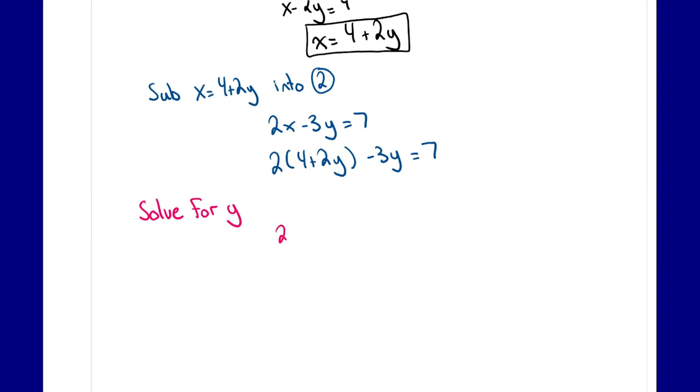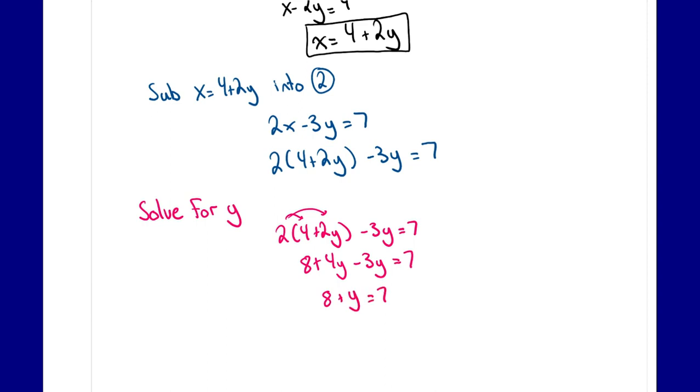So I'm going to just start. 2 times 4 plus 2y minus 3y equals 7. 2 multiplies through, so I get 8 plus 4y minus 3y equals 7. I can collect like terms. 8, and then 4y minus 3y is just plus y, equals 7. Move the 8 to the other side. It becomes minus 8, so I get y equals 7 minus 8, or y equals negative 1.